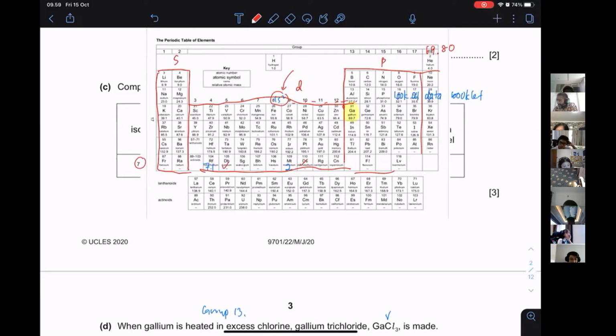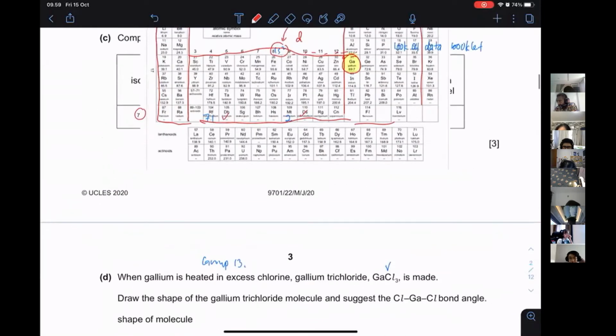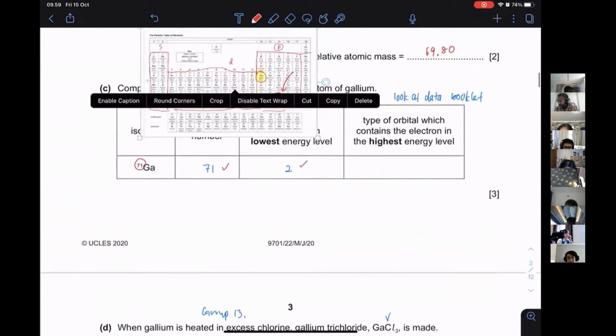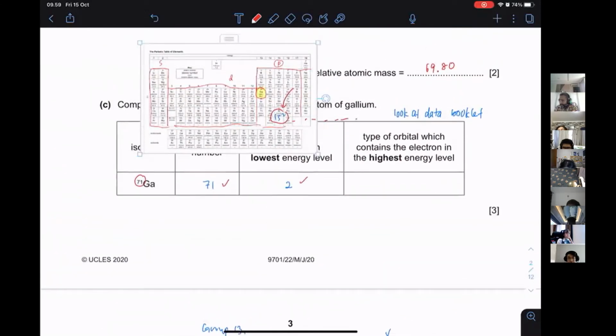Now, if you look at this, you can see it's going to be at P. When you look over here towards the end, the P block tells us that the last electron is going to be in a P orbital. So because of that, the answer over here, if I make it smaller again, for the type of orbital which contains the electron in the highest energy level, this is going to be the P orbital. That is how you answer this.